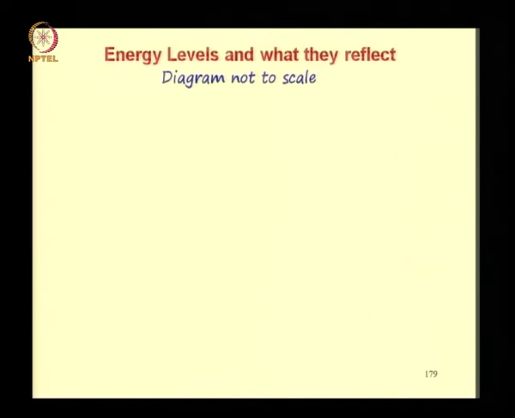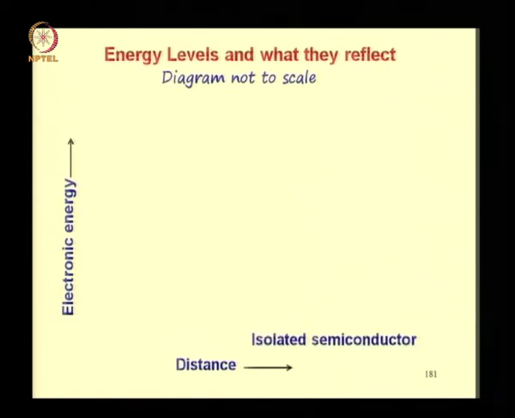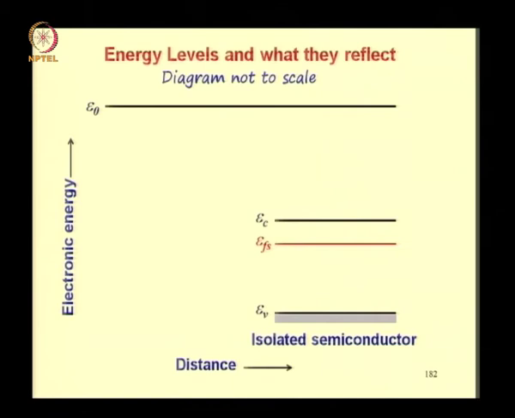So quick review: plotting electronic energy versus distance in an isolated semiconductor. You show the levels EV, EC, E0, and in addition here I have added the Fermi level. Suffix S stands for semiconductor.